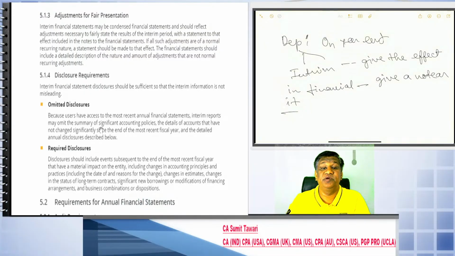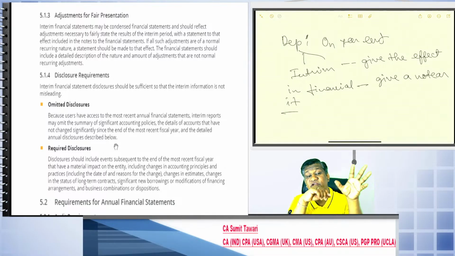Interim report may omit the summary of significant accounting policy, and the detail of the accounts that have not changed significantly since the end of the most recent fiscal year, and the detailed annual disclosure described below. Because we already issued the audited financial statement for the prior period and we already mentioned the notes to accounting principle which we adopted in the notes of the audited financial statement. So if there is no change, then you can omit that disclosure.